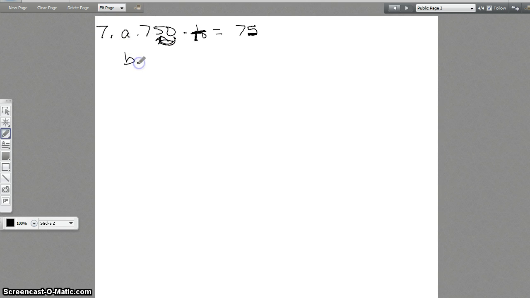Part B, we have 2.8 times 1/10. When we multiply by 1/10, that is moving the decimal one place to the left, so that is 0.28.